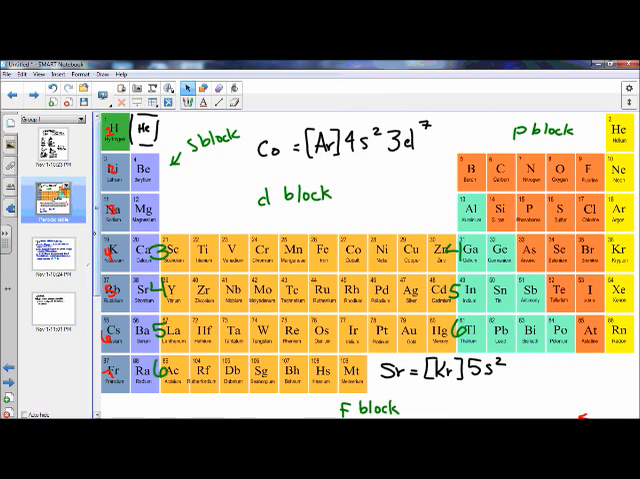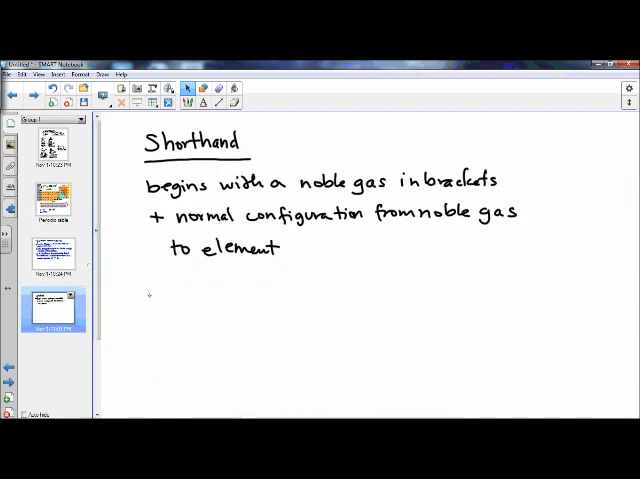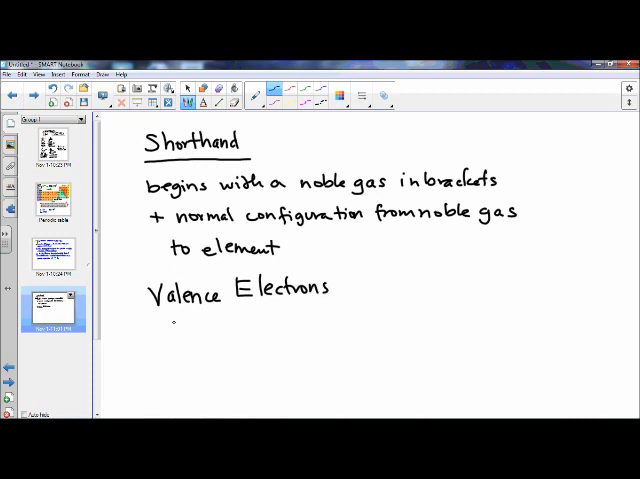All right, the last thing is identifying a very special subset of all of the electrons for an element. These are called the valence electrons. Now these electrons are the ones in the outermost energy level.